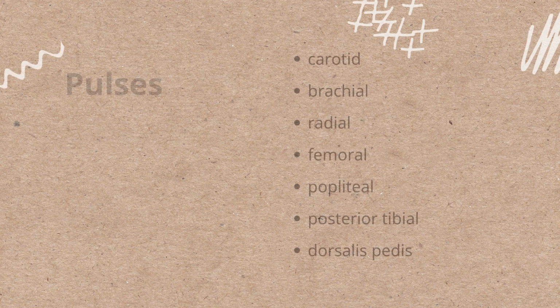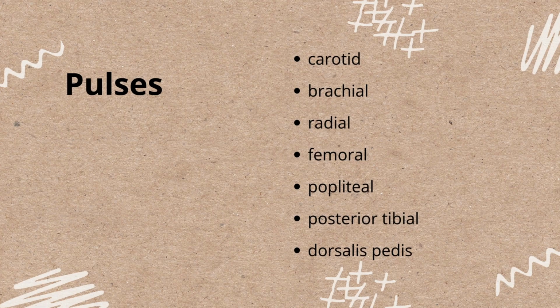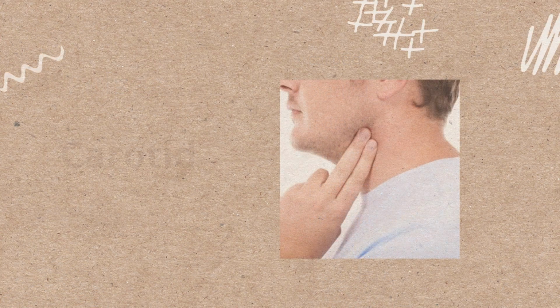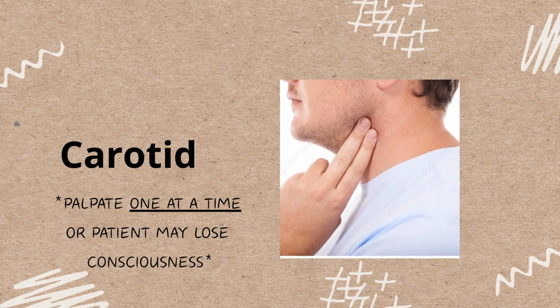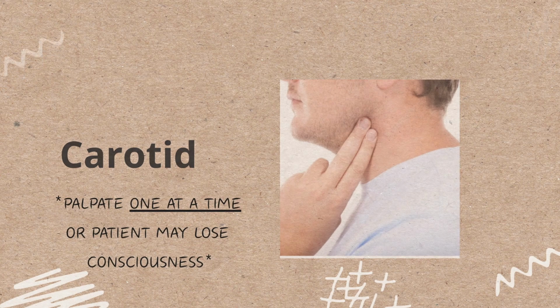Part of your cardiac assessment is assessing pulses. The pulses that we will be assessing are carotid, brachial, radial, femoral, popliteal, posterior tibial, and dorsalis pedis. The carotid pulse is located beneath the jaw, and you want to palpate these one at a time. If you palpate both, you may restrict blood flow to the brain, and that could cause someone to lose consciousness. So one at a time, you place 2 fingers directly below the corner of your jaw.